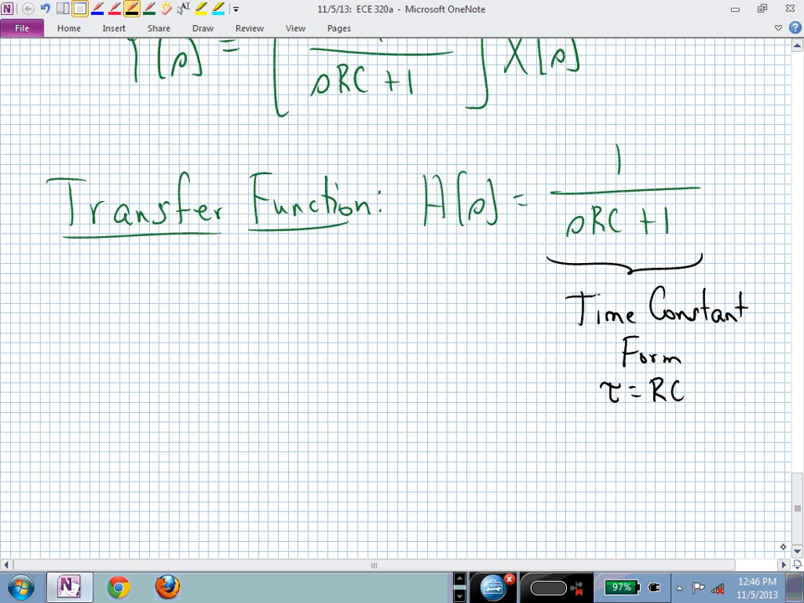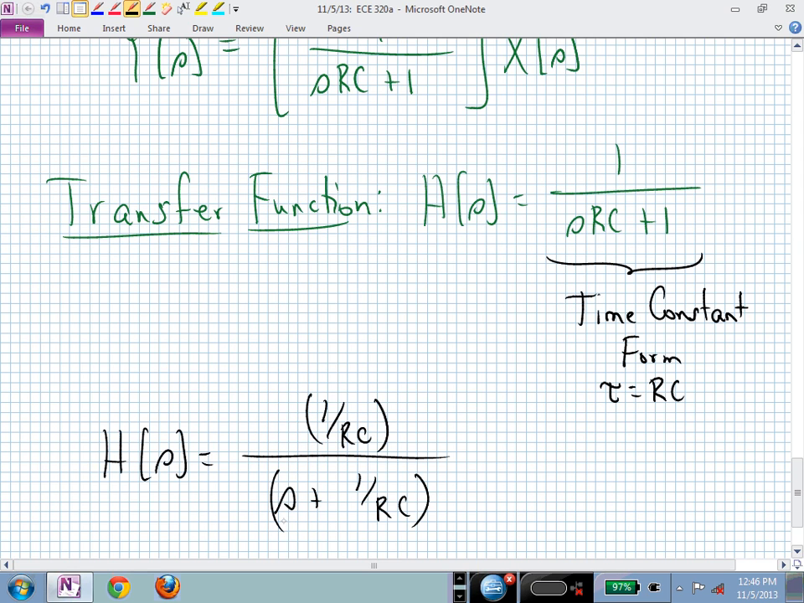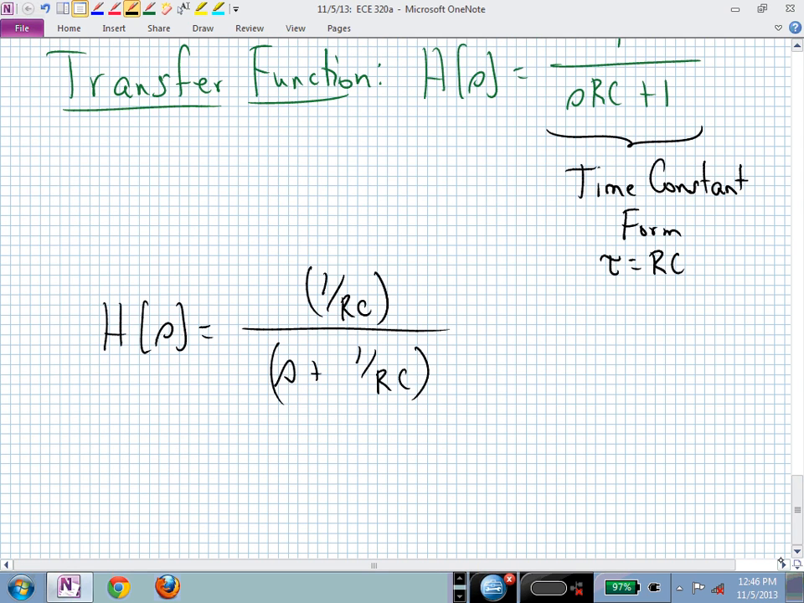Where for this particular circuit, our time constant tau is RC. If we factor that out from the denominator and then push it upstairs, we have 1 over RC, and downstairs we have S plus 1 over RC. And now this looks more like something that might be in your Laplace transform tables.